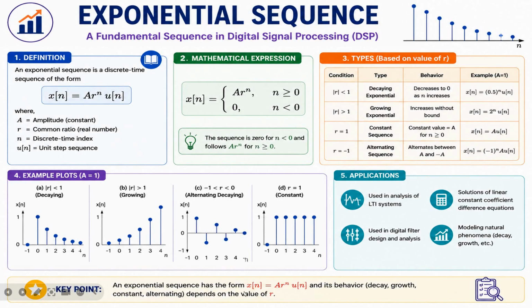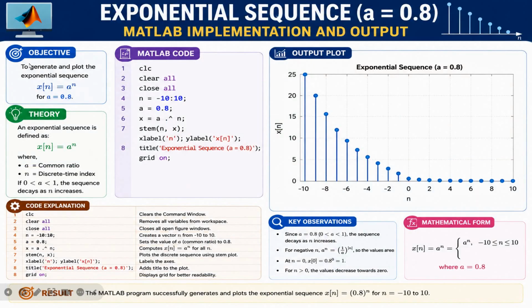So, an exponential sequence has the form x of n is equal to a into r raised to n into u of n, and its behavior, that is the decay, growth, constant, alternating, all depends upon the values of r. So here in this example, we have taken the value of a as 0.8, that is, it is less than 1. Okay, x of n is equal to a raised to n.